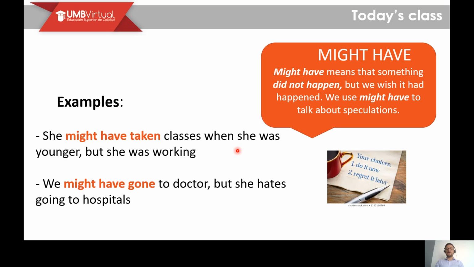Now we have might have. Might have is a bit different, but the structure is the same. She might have taken, because remember that these are modals in past. So she might have taken classes when she was younger, but she was working. We might have gone to the doctor, but she hates going to hospitals. Might have means that something did not happen, but we wish it had happened. But we use might have to talk about the speculations.